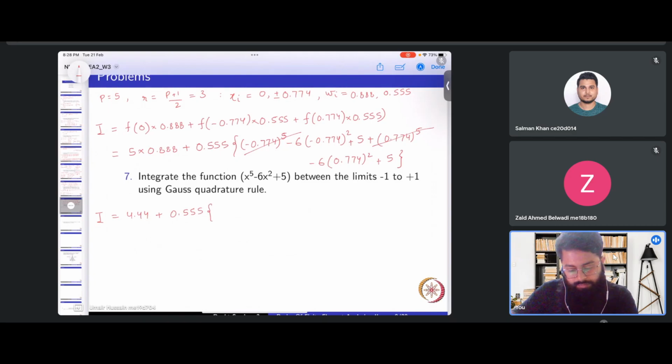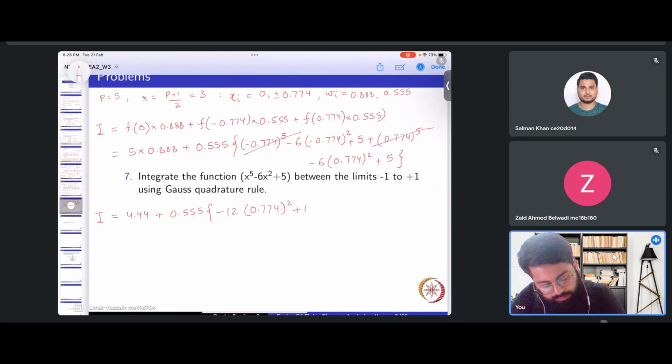Then we have minus 6 times some number square. This would give us a positive value. This would also give us a value. This would give us minus 12 times 0.774 whole square. Then 5 plus 5 is 10.